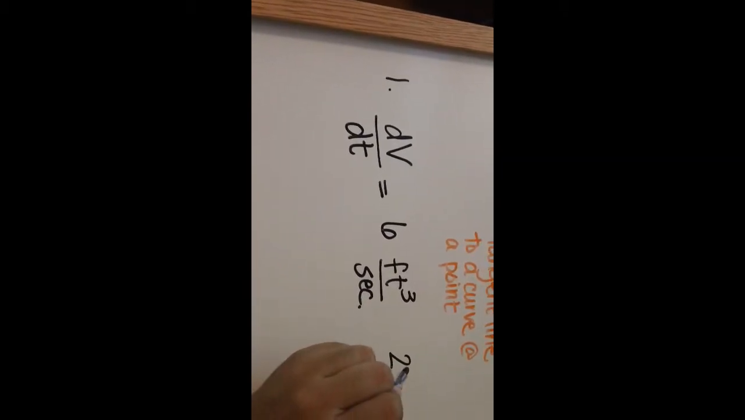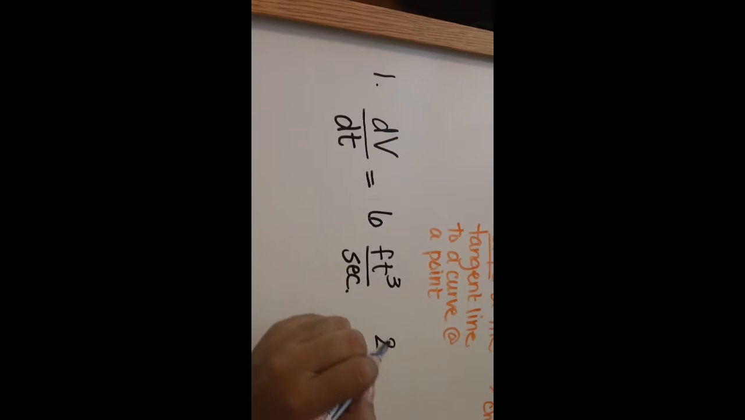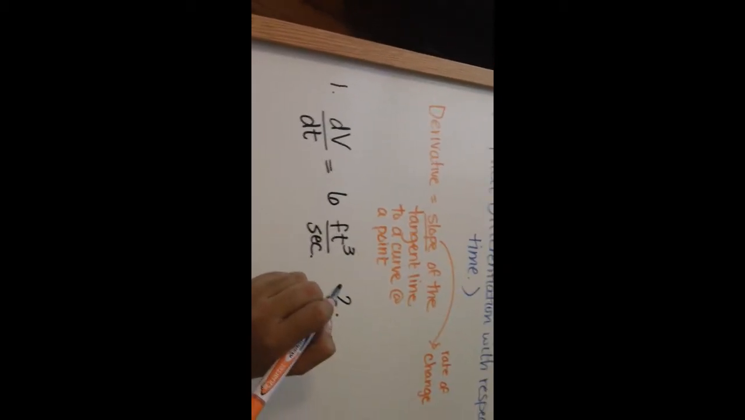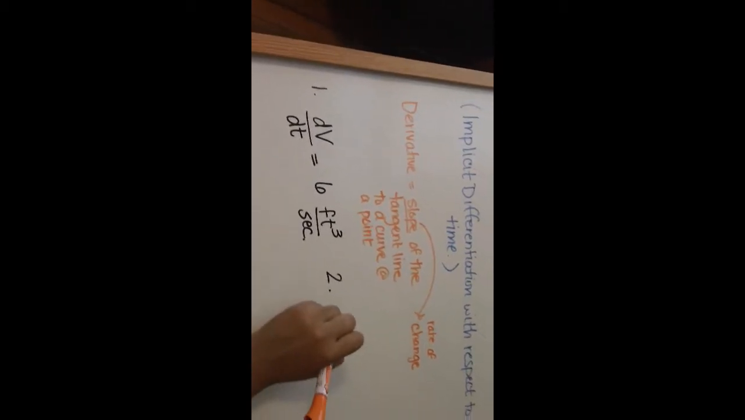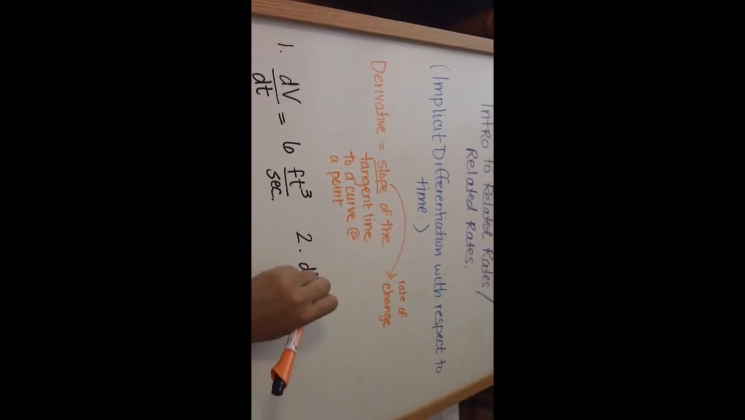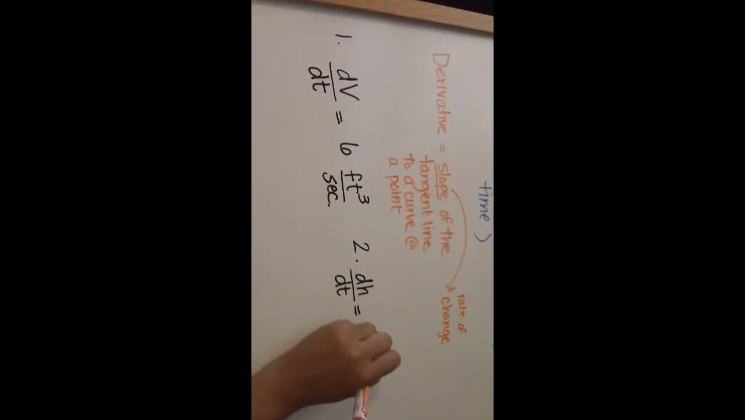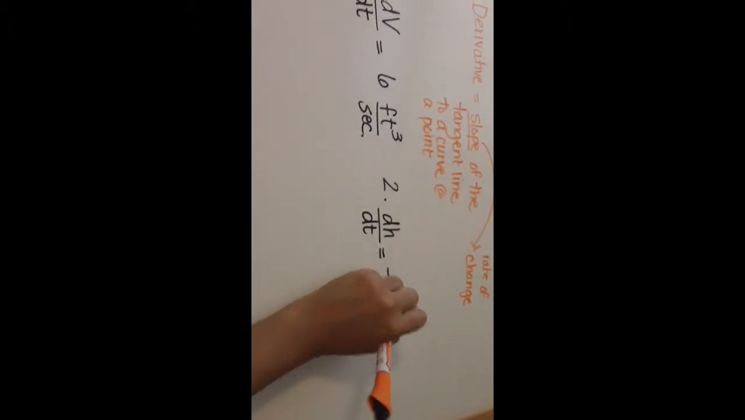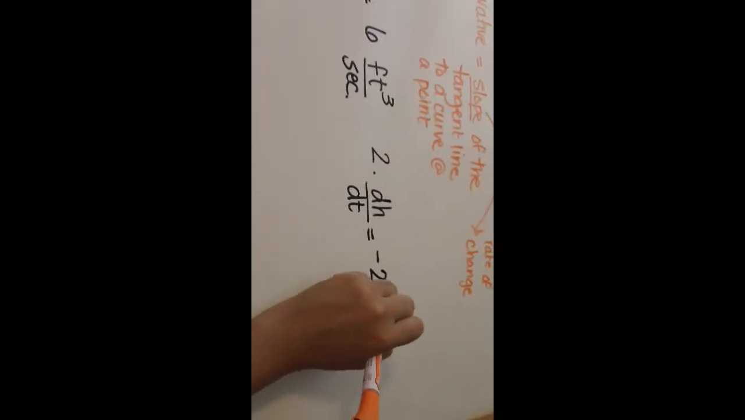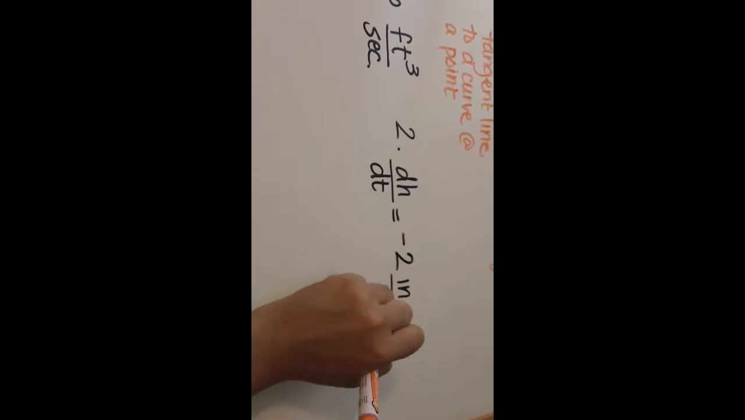Question 2 is telling us the depth of water in a rectangular pool is decreasing at a rate of 2 inches per hour. So now you're looking at the rate of the height with respect to time. Since it's decreasing, it's negative 2 inches per hour.